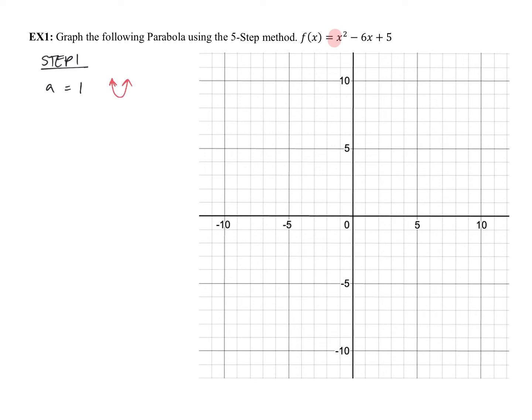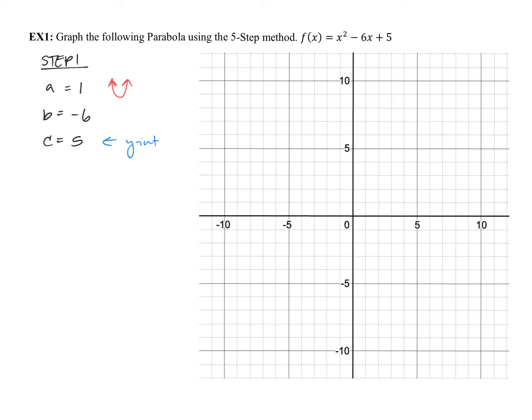Why is that important to write down? I'll tell you about that in a sec. Okay, then my b value is going to be negative 6, and my c value is going to be 5. And just a hint, your c value is always going to be your y-intercept. Why is that? Because when I input 0 for x, all of these values will cancel out, and I'm always left with the last number. Jumping ahead of myself a bit.